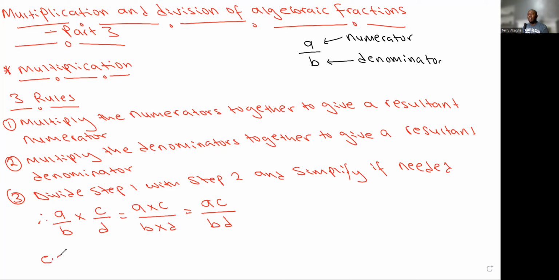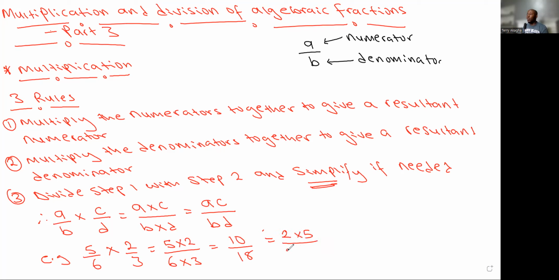Let's say an example: 5 over 6 multiplied by 2 over 3. You multiply all the numerators together, so it's 5 times 2, divided by 6 times 3, and that gives us 10 over 18. Now remember I said you can simplify if needed, so in this case we can simplify further. 10 is the same thing as 2 times 5, divided by 2 times 9. The 2 will cancel the 2. Remember I talked about this kind of fraction in the previous video. And that will give you 5 over 9, and that is the answer.